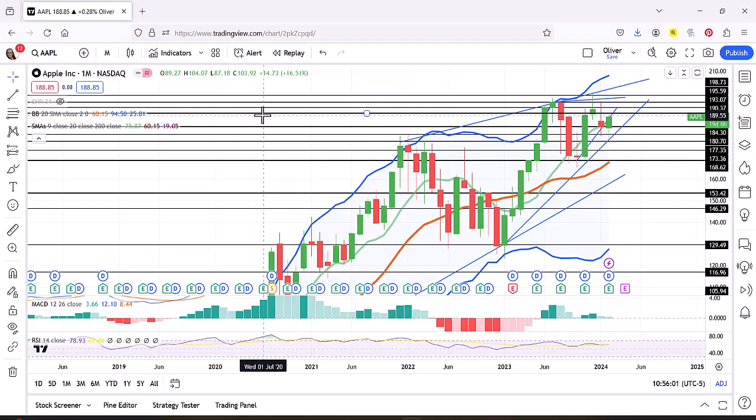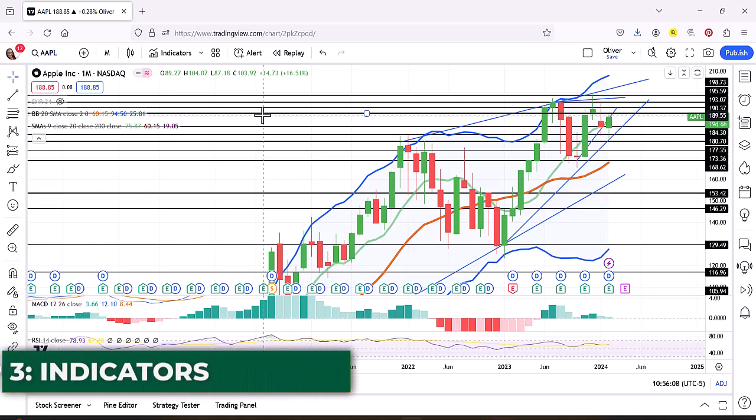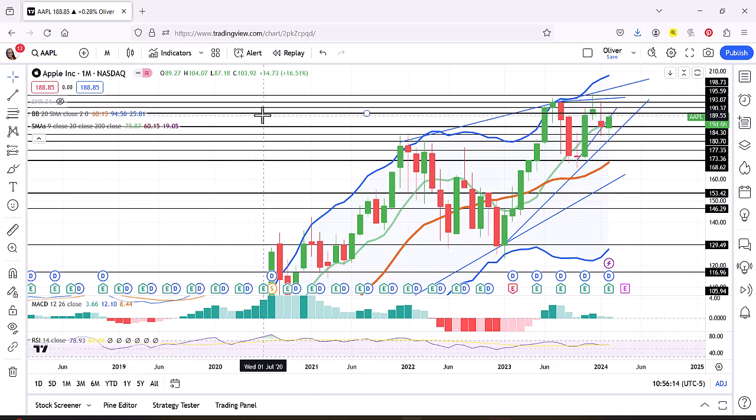The third thing you want to do when you're doing a top-down analysis on a stock is to look at the indicators. I would suggest that you don't overload yourself with indicators, but pick two or three that are going to provide data to help you make a trading decision. The ones I'm using here are moving averages, the Bollinger Bands, MACD, and RSI, which I guess is four, not three. These are the four we're going to look at as we do our top-down analysis.